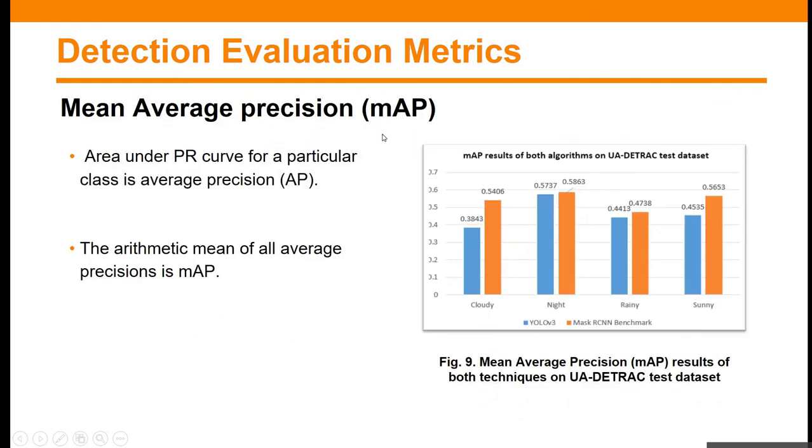The area under the precision recall curve represents the average precision value for a particular class, and the arithmetic mean of all these average precisions is the mean average precision. This mean average precision is the most important object detection metric, which is mainly used to compare the performance of object detectors. For our algorithms, we get results like this, in which we see that the performance of Mask RCNN is better than YOLO v3. As we can see, the value of mAP for the orange bars is always higher than the blue bars.